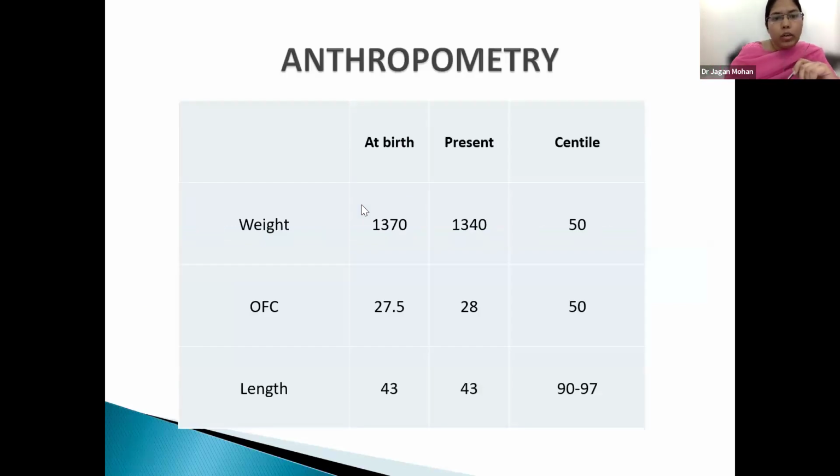Coming to the anthropometry, the baby's weight at birth is 1370 grams. Present weight is 1340 grams, which corresponds to the 50th percentile on the Fenton growth charts. Head circumference is 27.5 at birth and presently 28, which also corresponds to the 50th percentile. Length is 43, the same at birth and present, which corresponds to the 90 to 97th percentile.